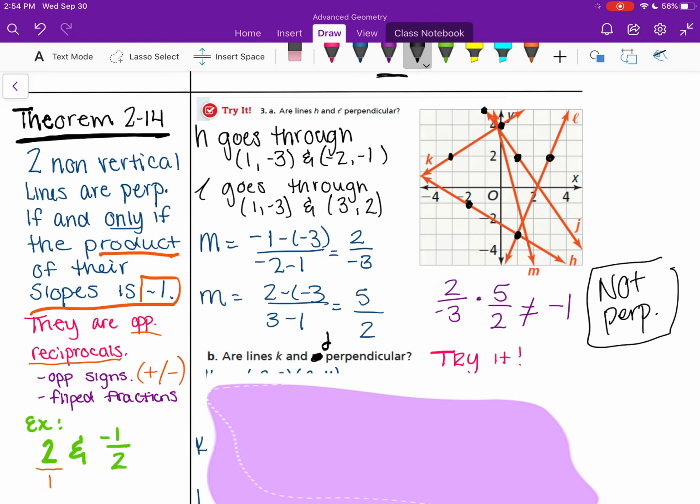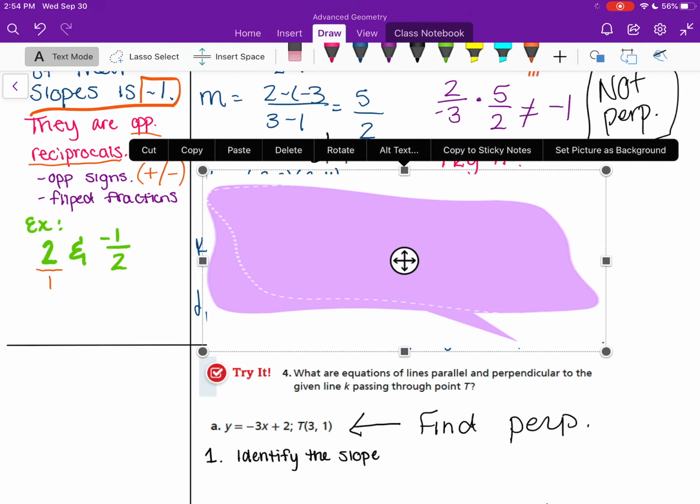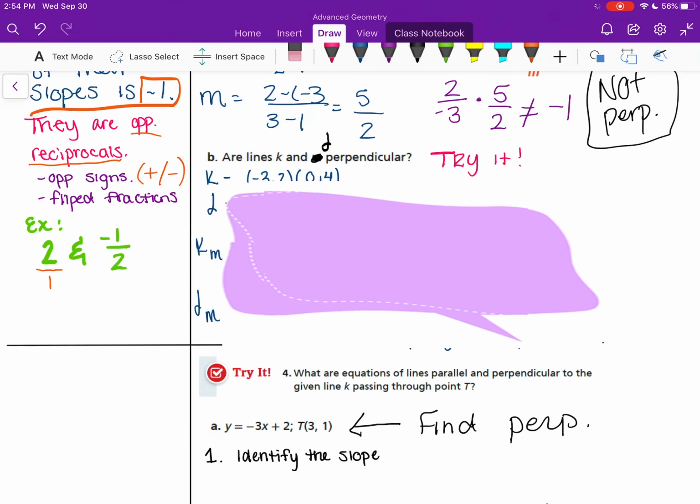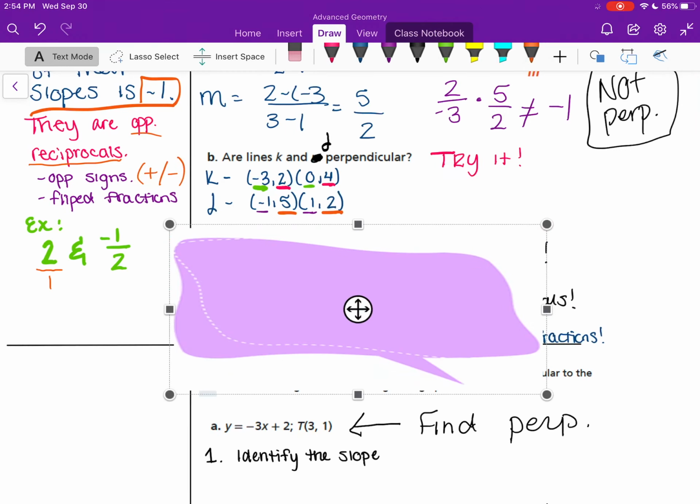You're going to try this next one, and I'm going to change the problem a little bit. So I'm going to make this to where you can see the 2 points. I want you to do line K and line J. Your book does not say J, so I want you to mark it out and do J. I've given you the points that those lines go through. Pause, find their slopes, and determine, are they opposite reciprocals?